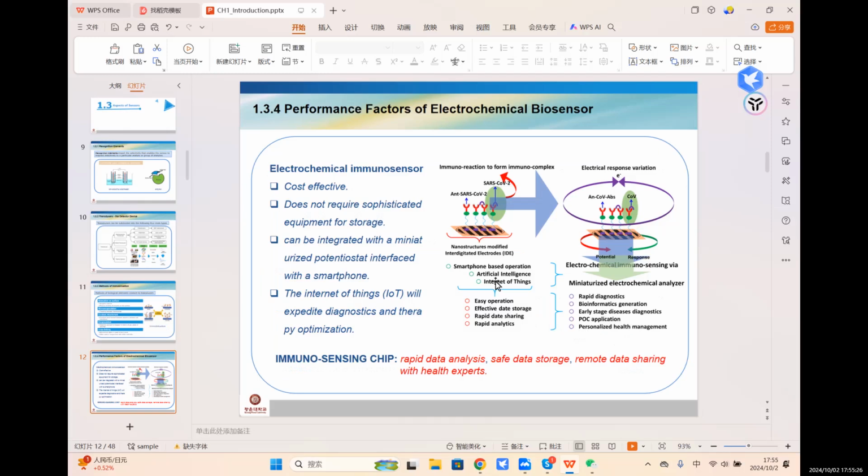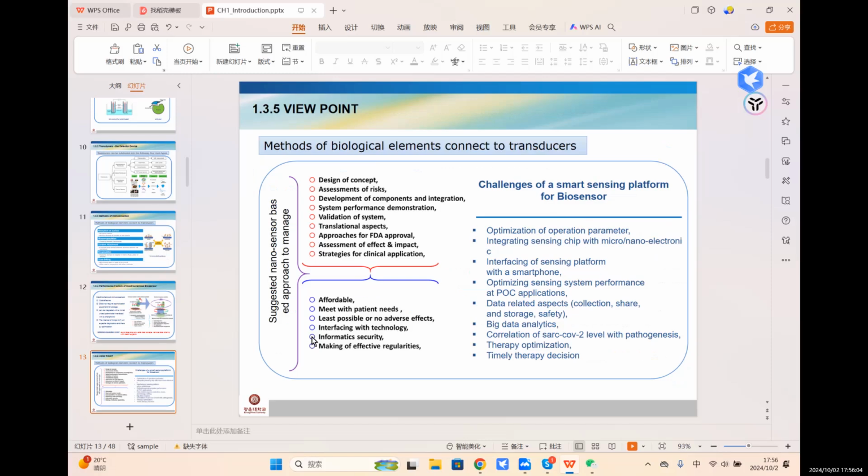And as you can see, this is performance factors of electrochemical biosensors. There are several advantages: cost effective, does not require sophisticated equipment for storage, can be integrated with a mini potentiostat, and the interface with a smartphone and the Internet of Things will expedite diagnostics and therapy optimization.